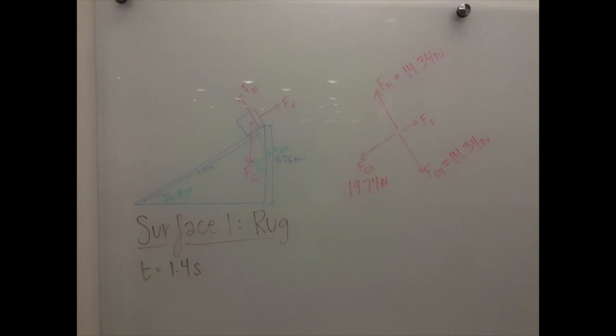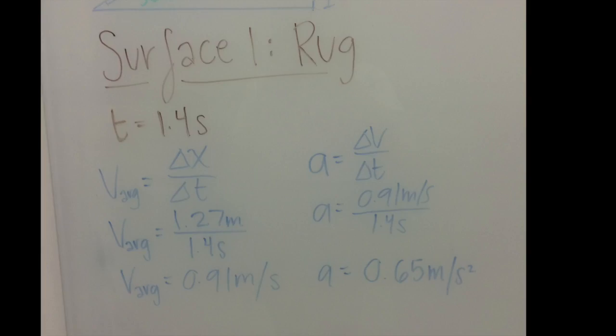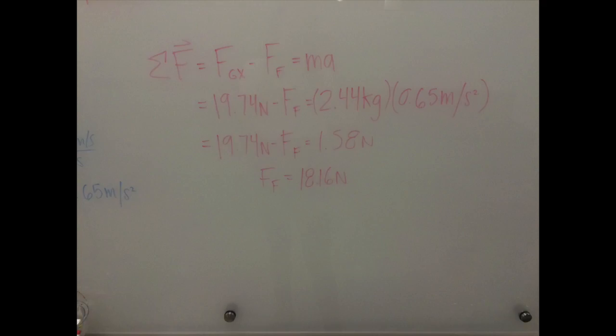The first surface we slid the block down was a rug. The change in time was 1.4 seconds. We can use this to find the average velocity of the block to find the acceleration. We find that the velocity is 0.91 meters per second and the acceleration is 0.65 meters per second squared. We know that since the block is accelerating, the vector sum of the forces is equal to mass times acceleration.